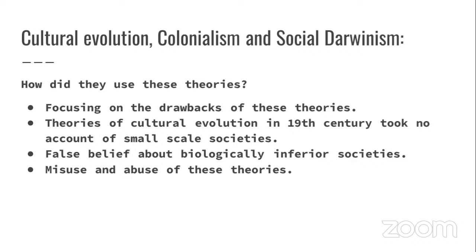So the writings that were based on such theories described conquered peoples as backward. They were labeled unfit for survival unless colonists civilized them. So these were clear drawbacks. These theories of cultural evolution in the 19th century took no account of the successes of small-scale societies. They introduced this false belief that small-scale societies, no matter how successful they are in their own particular society, were biologically inferior, and they misused and abused these theories.